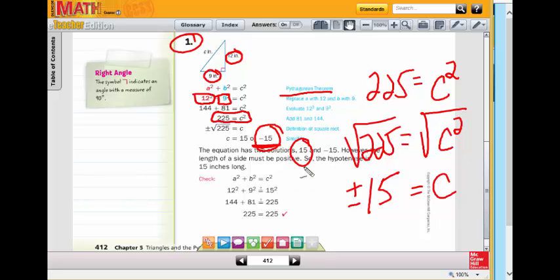We have a hypotenuse of 15 units. In this case, the units would be inches. So we have a 15-inch hypotenuse. Now we can always check that. We can put the numbers in. We have 12 squared plus 9 squared equals 15 squared.